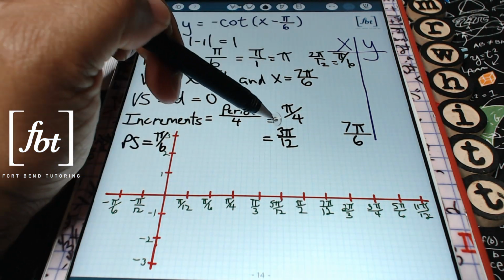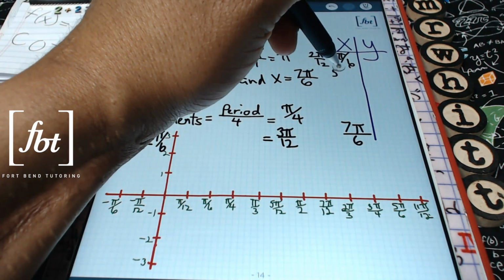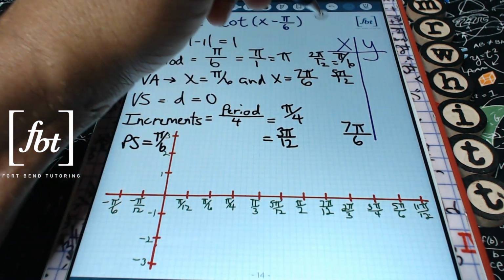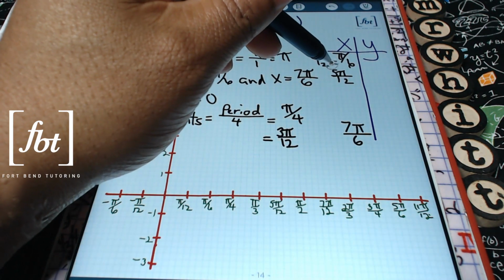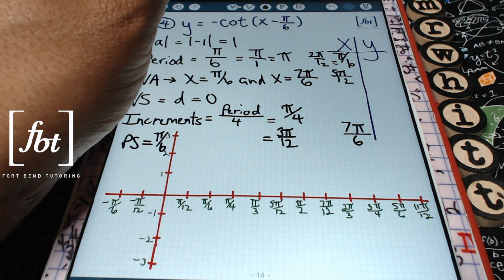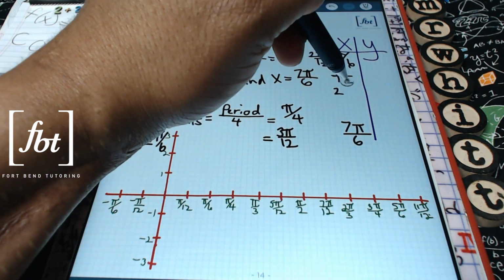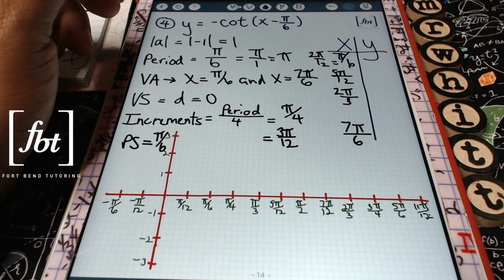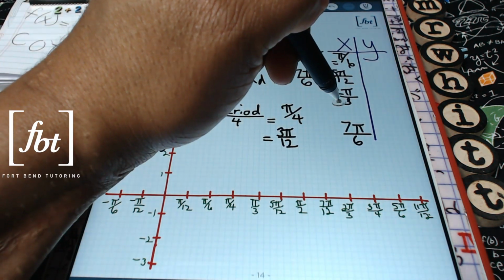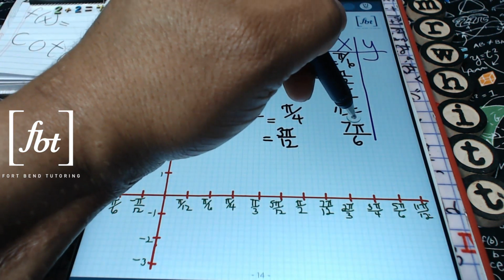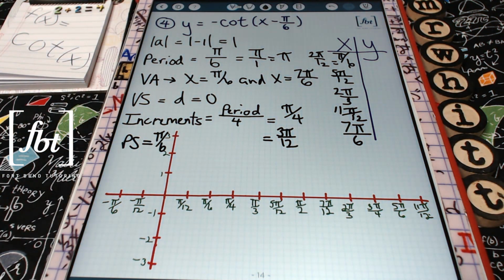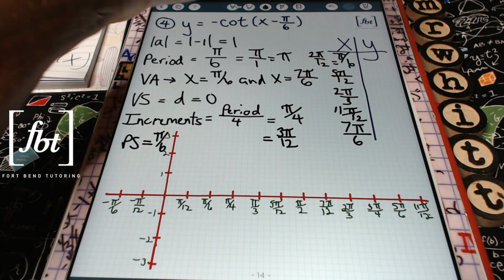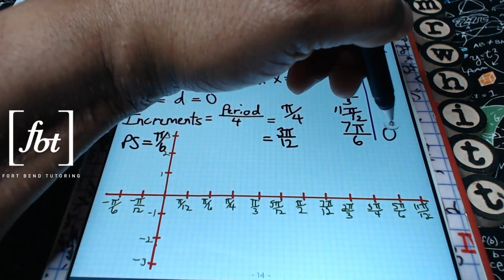So 2 pi over 12 plus 3 pi over 12 gives us 5 pi over 12. Okay, then 3 pi over 12 plus 5 pi over 12 gives you 8 pi over 12, which reduces to 2 pi over 3. Like so. Then adding 3 pi over 12 plus 8 pi over 12 gives you 11 pi over 12. And then finally, when you add 3 pi over 12 plus 11 pi over 12, you'll get 14 pi over 12, which reduces to 7 pi over 6. We know that at the asymptotes, it's going to be undefined.